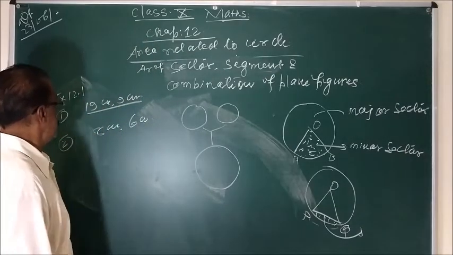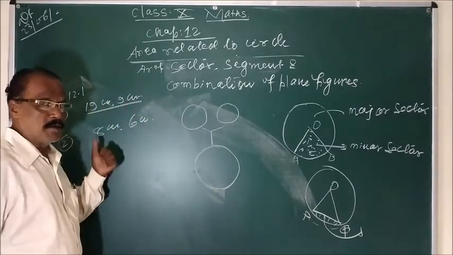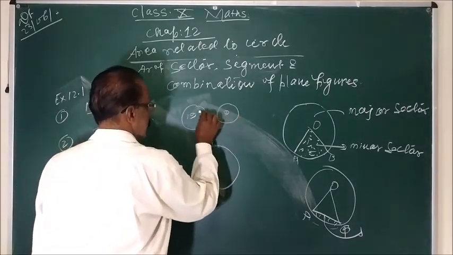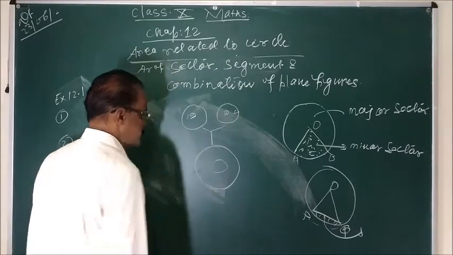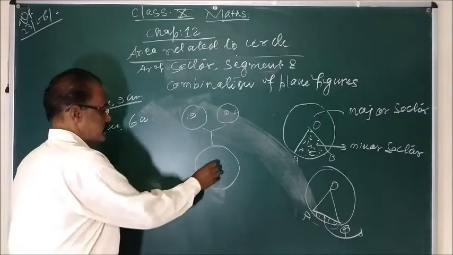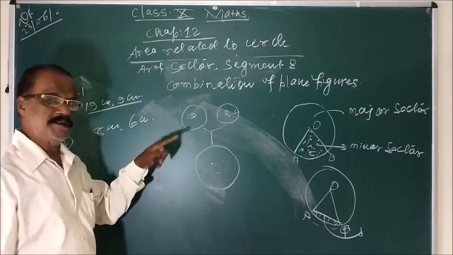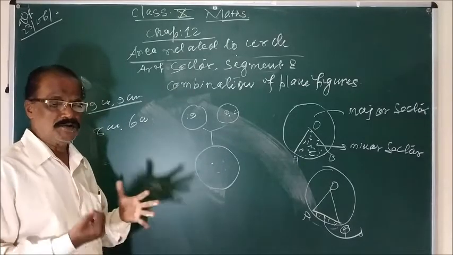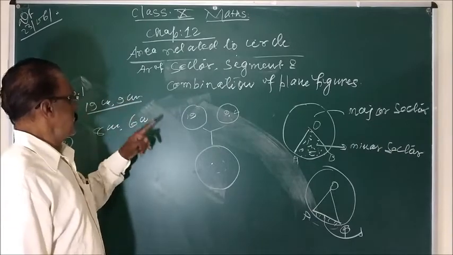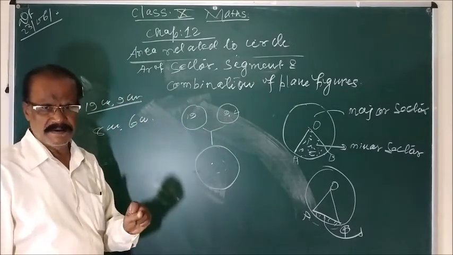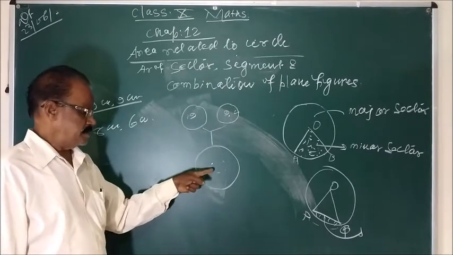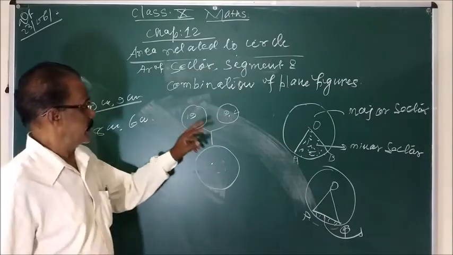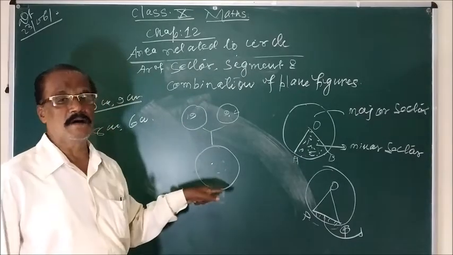Now you see 12.1, question number 1 in your book. The radii of two circles are 19 cm and 9 cm. And the circumference of these two circles is equal to the circumference of this circle. So what is the radius of this circle? The question is 19 and 9 cm are the radii of these two circles, and the condition given is the circumference of this circle is equal to the circumferences of these two circles. So what is the radius of this circle?